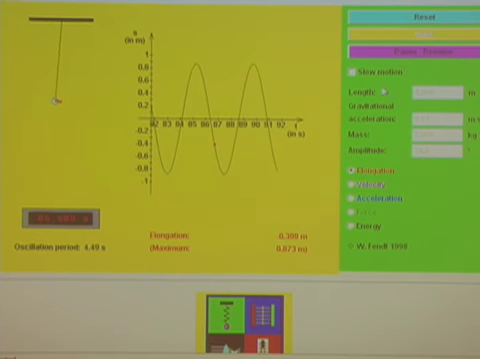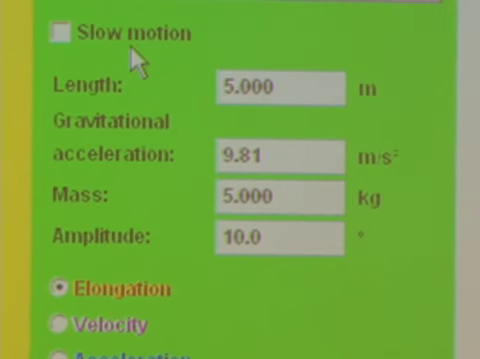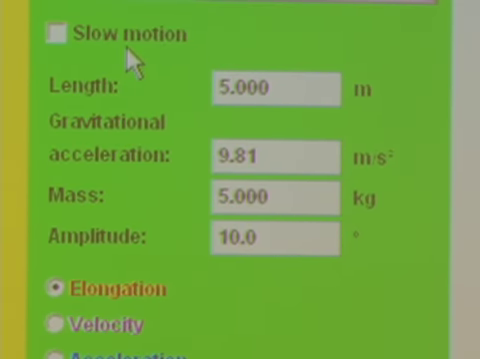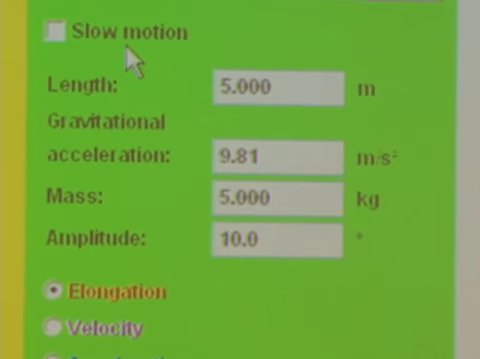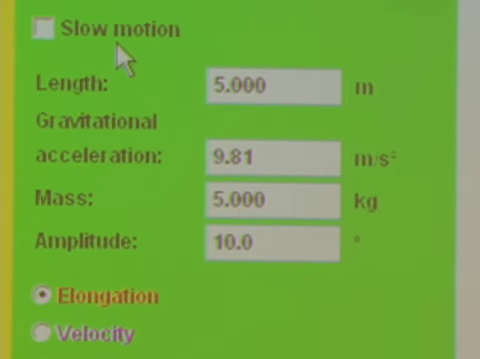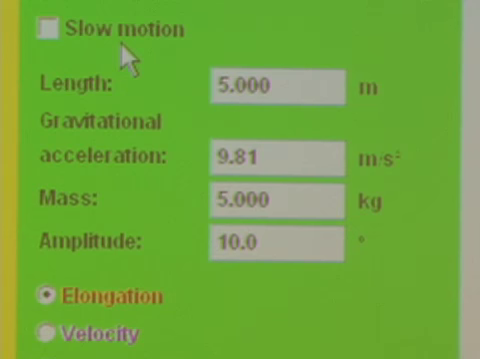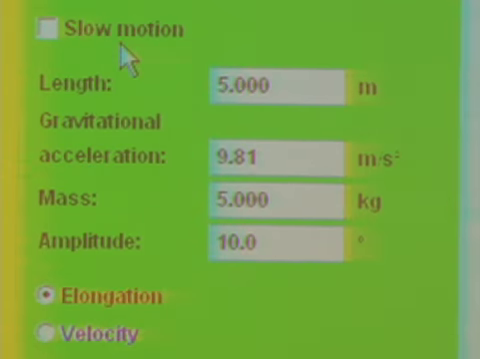We can change the length of the pendulum. So right now the default is set to 5 meters. We can change the gravitational acceleration, which is in meters per second squared. And right now that's set to 9.81, which is the gravitational acceleration on the surface of the Earth. We can change the mass at the end of the pendulum. In this case, it's 5 kilograms. And we can also change the initial amplitude, which is the angle at which the pendulum is released.